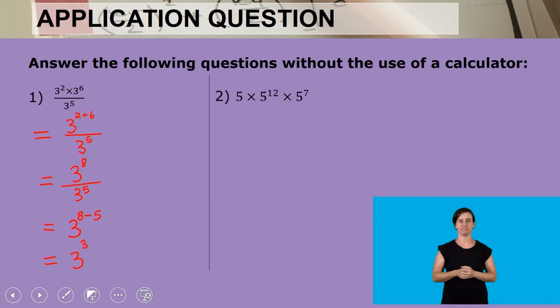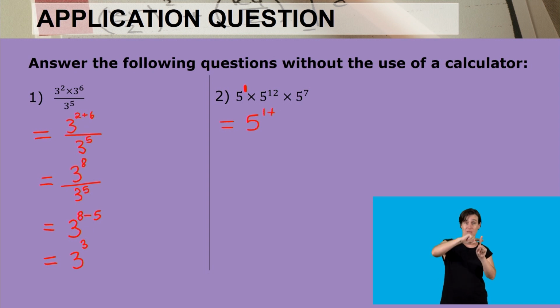Now the next one, we have 3 powers that we are multiplying there. What do we do when we are multiplying powers that have the same base? We add the exponents. Now, of course, that first power there, which is just the 5, we know the exponent there is a 1. So we are going to keep the base since all the bases are the same. Then we are going to say 1 plus 12 plus 7. Now, why are we adding the exponents? We are adding the exponents because we are multiplying powers that have the same base.